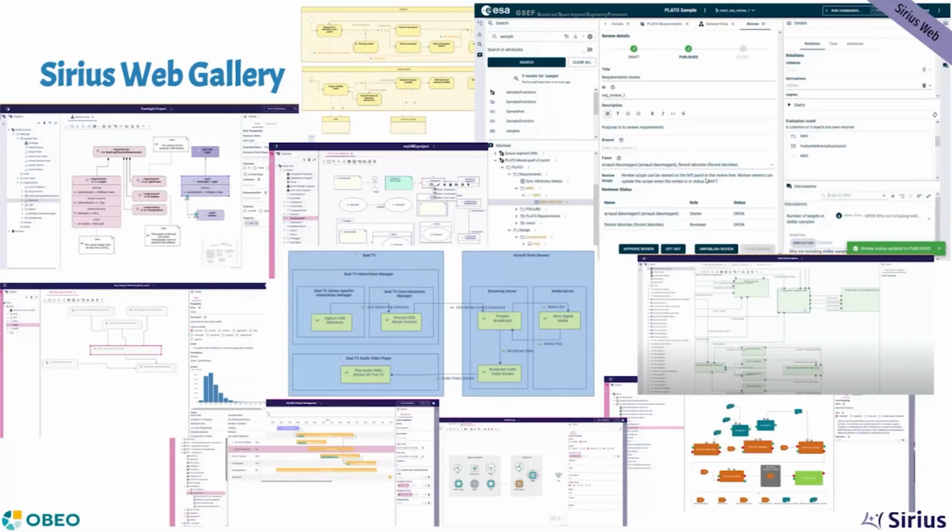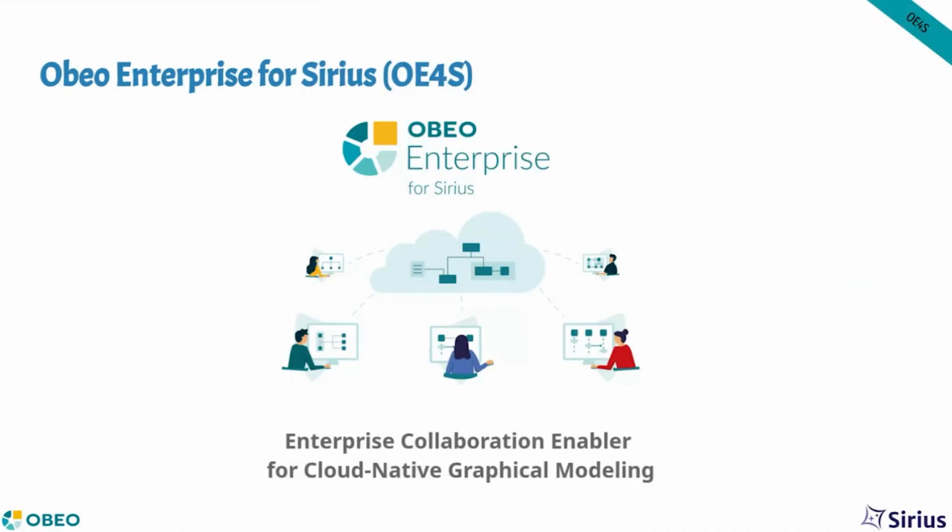A good way to see that ecosystem in practice is to look at the variety of tools already built with Sirius Web. The Sirius Web Gallery illustrates the diversity of use cases supported by the platform. It shows that Sirius Web is not tied to a single domain, a single notation, or a single product shape. Instead, it acts as a common foundation that can be reused to build very different kinds of modeling tools. And this brings us naturally to Obeo Enterprise for Sirius.